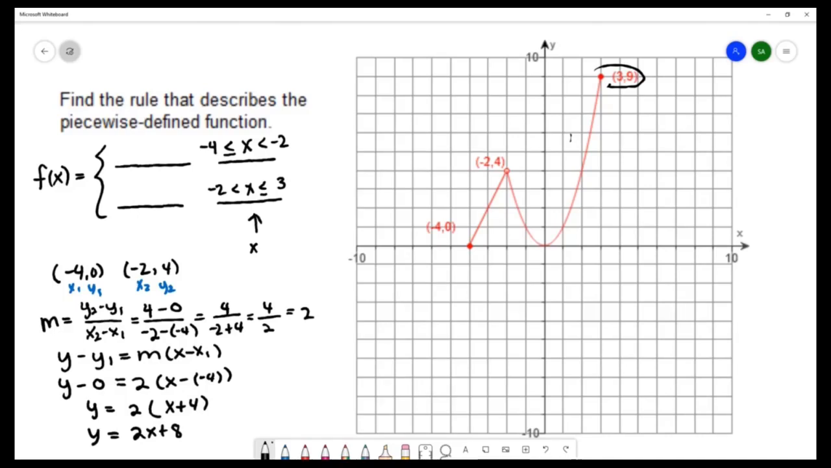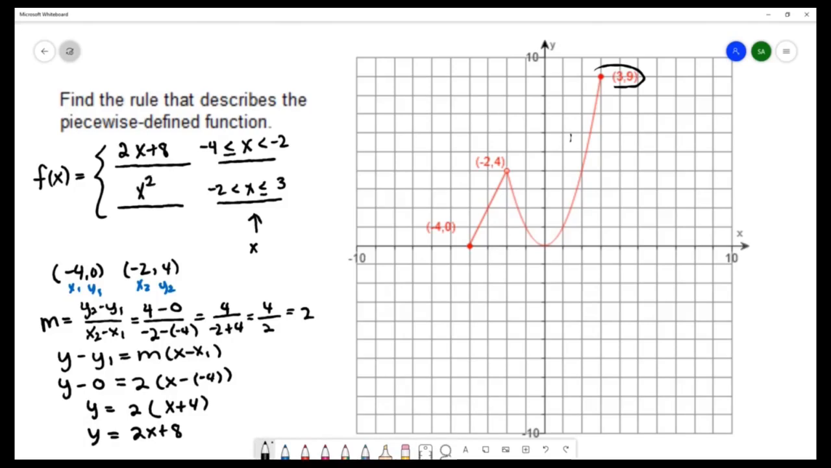So we know the equation of the line is 2x plus 8. So then we want to find the equation of this parabola. And the equation of the parabola is going to be x squared. This is our x squared graph.